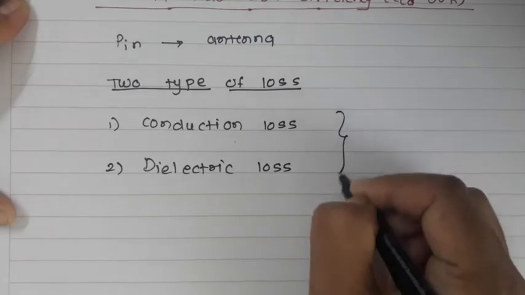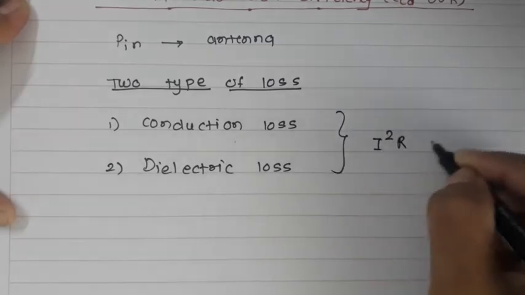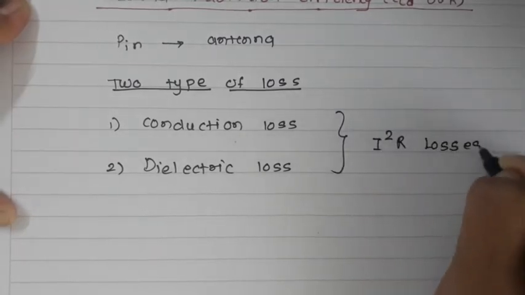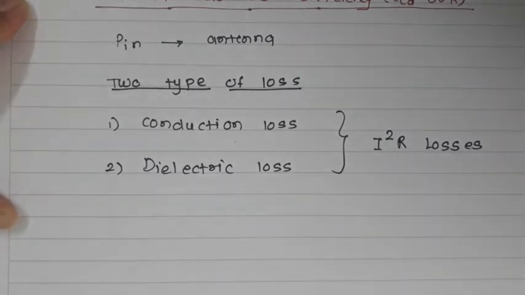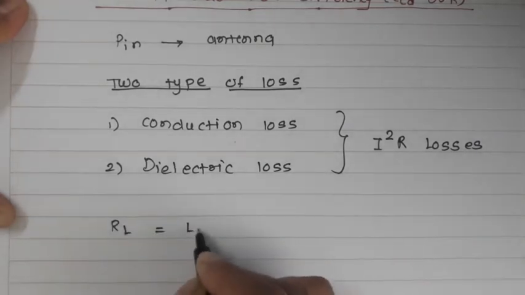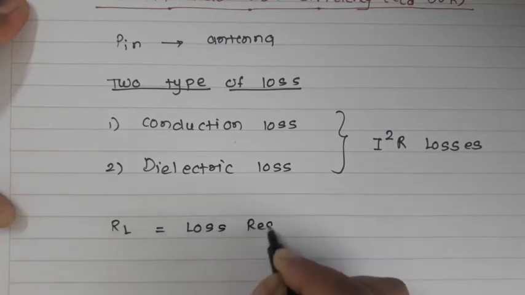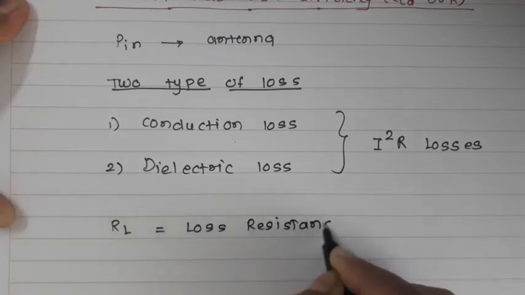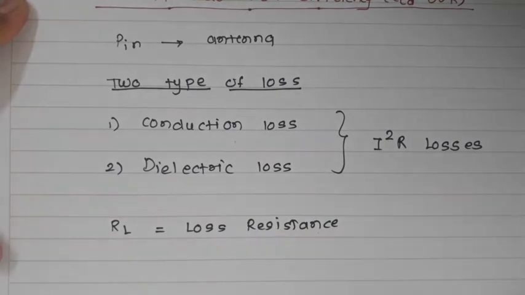Together these two losses are called the I square R losses. While calculating antenna efficiency, these two losses are very difficult to calculate, so they are actually measured. Even after measurement they are difficult to separate, and they are lumped together to represent the loss resistance. So RL is the loss resistance, which is the combination of the conduction loss plus the dielectric loss.